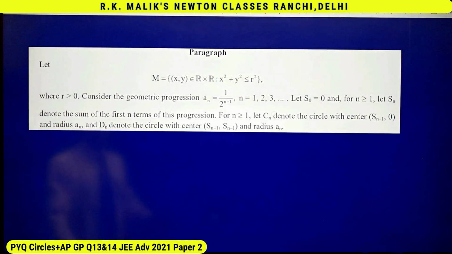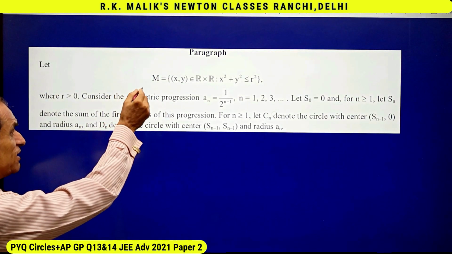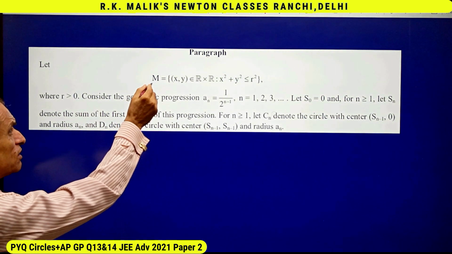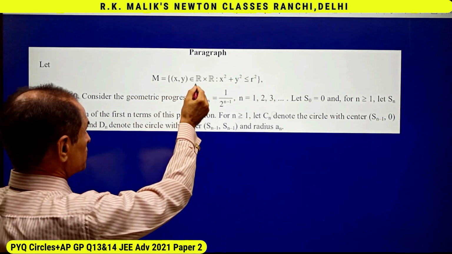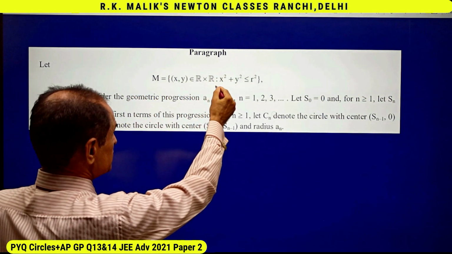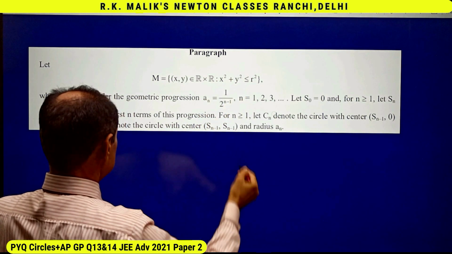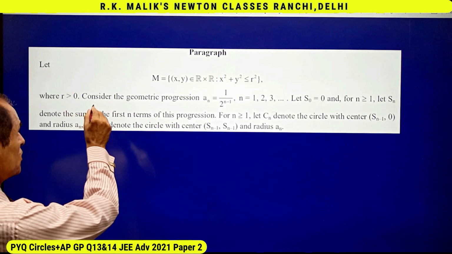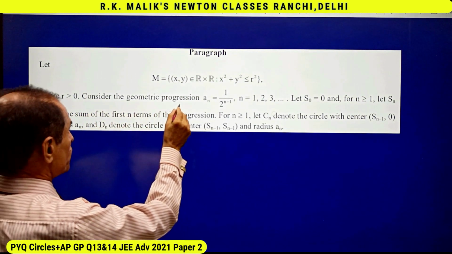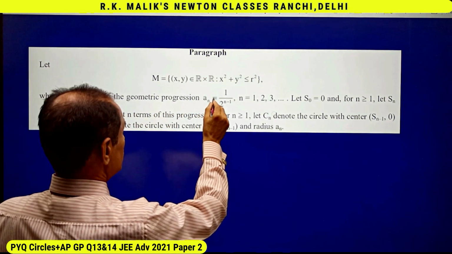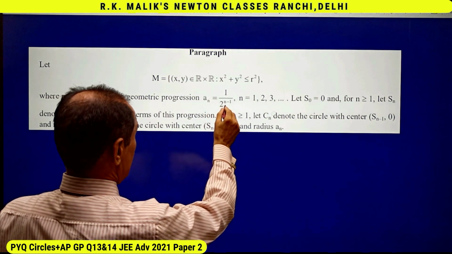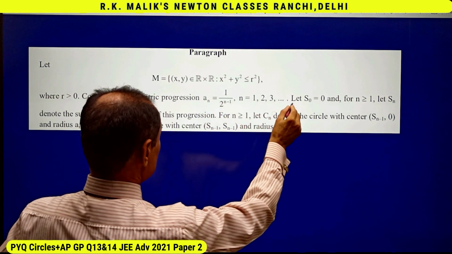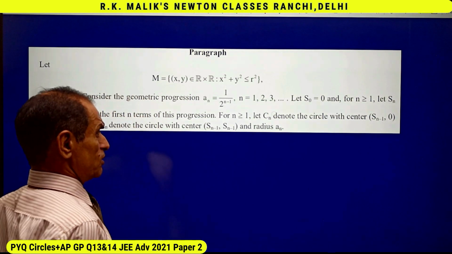In this question, it is given that let set M is the set of all ordered pairs which satisfy this condition where R is greater than 0. Consider the geometric progression an equal to 1 by 2 to the power n minus 1, where n is equal to 1, 2, 3 and so on.